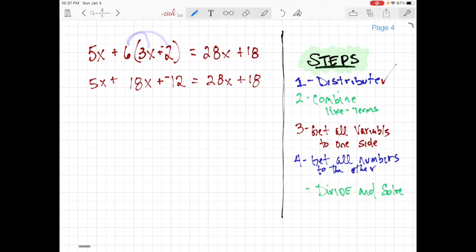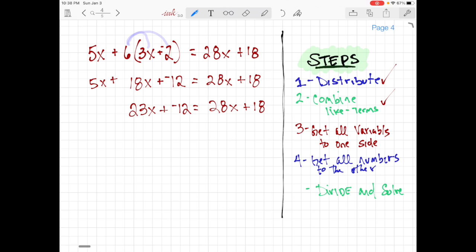So we did that first step, which is distribute. So next thing we got to do is combine like terms. So I don't see any like terms on this side because we've got the x and the 18, so those aren't like terms. And then nothing with the 12, but I do have the 5x and the 18x. So I can combine those, and that's going to be 18 plus 5 is 23x plus negative 12 equals 28x plus 18. So we combined our like terms.